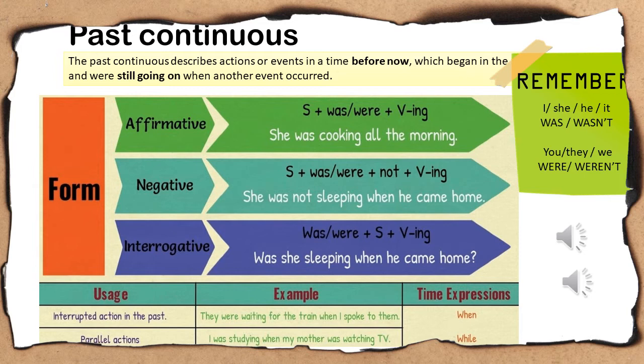Examples. She was cooking all the morning. Ella estuvo cocinando toda la mañana. She was not sleeping when he came home. Ella no estaba durmiendo cuando él llegó a casa. Was she sleeping when he came home? ¿Estaba ya durmiendo cuando él llegó a casa?